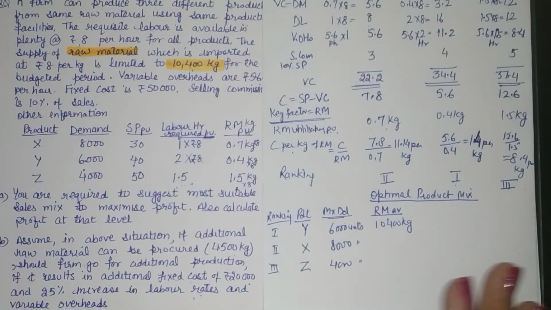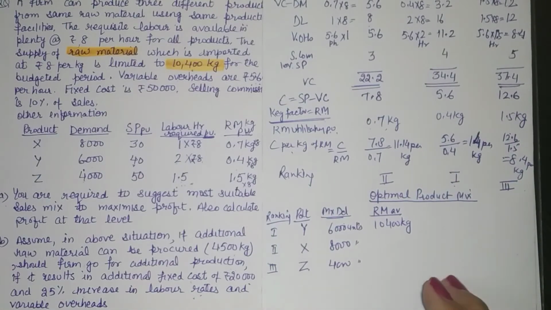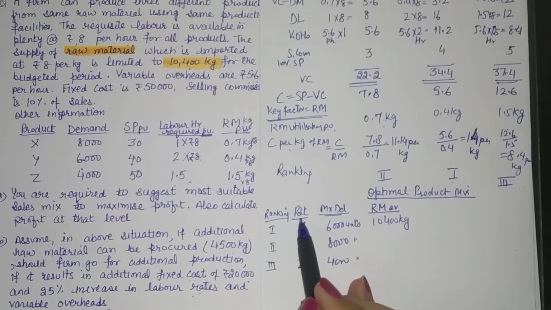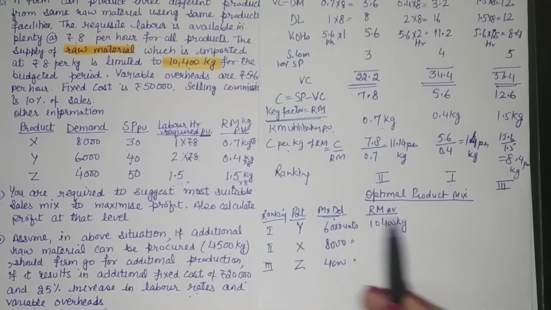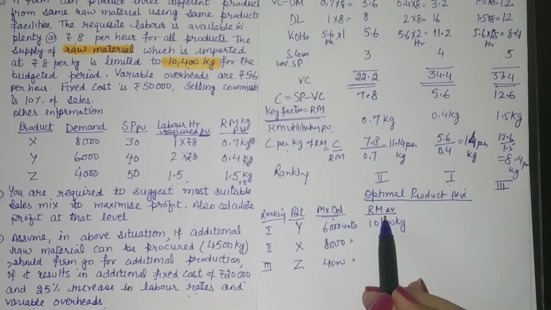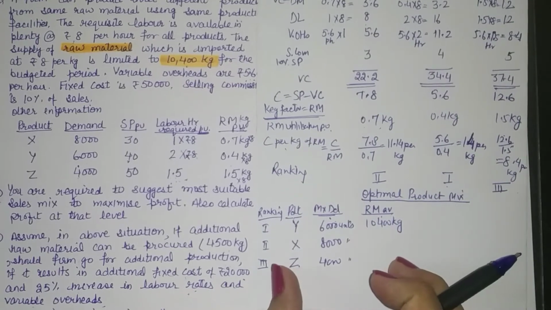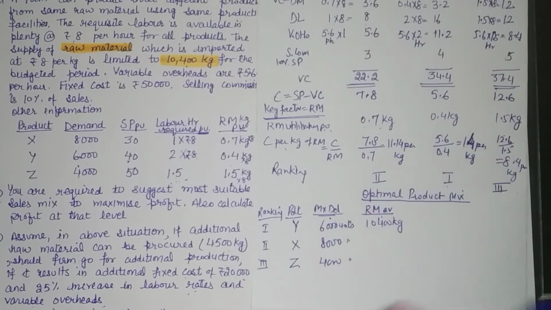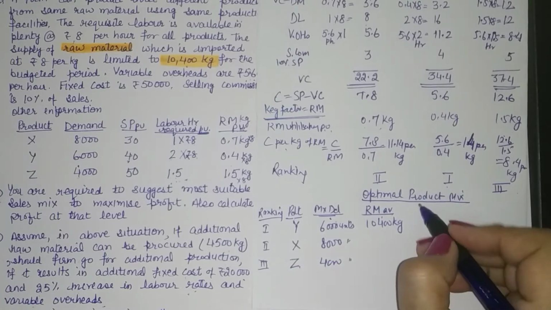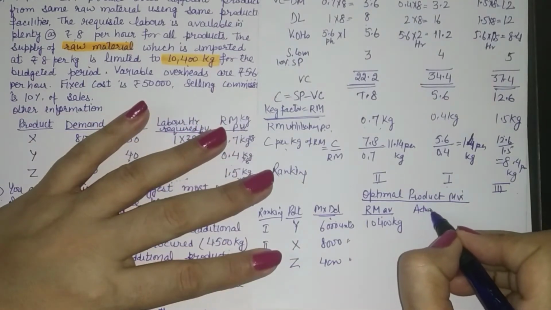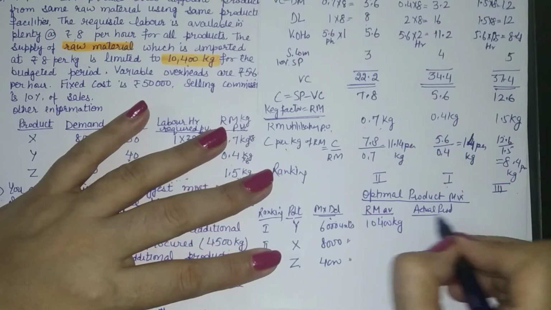They will guide us about the product mix. They are guiding factors because these are the product lines, this is the maximum demand and this is the raw material or key factor availability. Now this is going to guide us how to make the decision for production. So now we will write actual or budgeted production. So how much production should we go for?